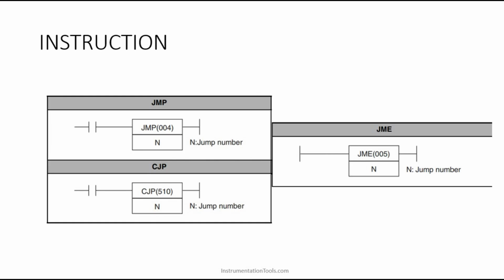Whenever you are using the jump instruction JMP in your project, you have to use the jump end instruction also. These two instructions come together. Why? Because you have to tell from where to where you want to do this skipping operation. The first where is your JMP, and the end where, you have to tell using this jump end instruction.